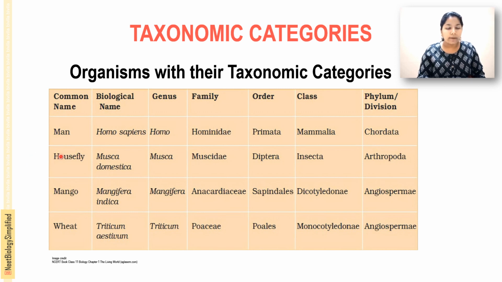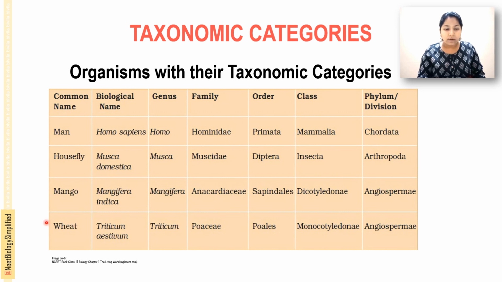And the housefly: the scientific name is Musca domestica, genus Musca, family Muscidae, order Diptera, class Insecta, and the phylum Arthropoda. Next is the mango. The scientific name is Mangifera indica, then genus Mangifera, family Anacardiaceae, and the order Sapindales, class Dicotyledonae, and the division Angiospermae.